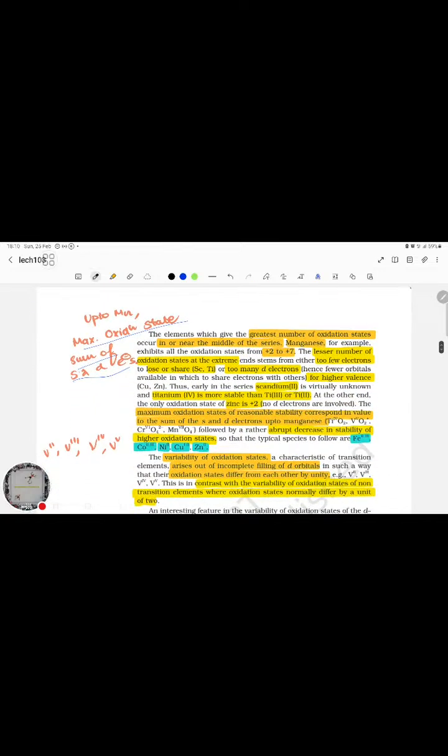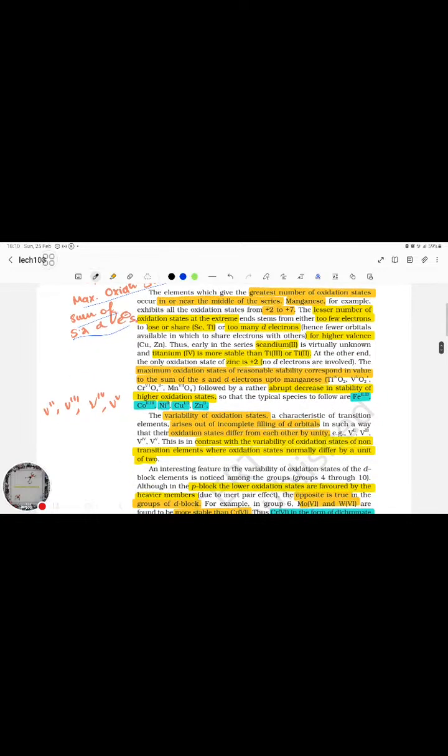Ferrum, cobalt: we will have +2, +3 oxidation states as common. Moving down, the elements that give the greatest number of oxidation states occur in or near the middle of the series. That is, in general for d block elements, the element showing the greatest number of oxidation states will occur in the middle or near the middle. Like in the 3d series, we have manganese, which shows from +2 to +7 oxidation states.